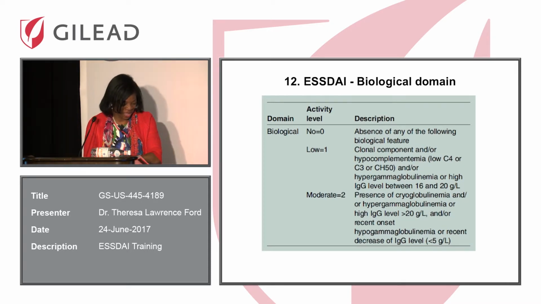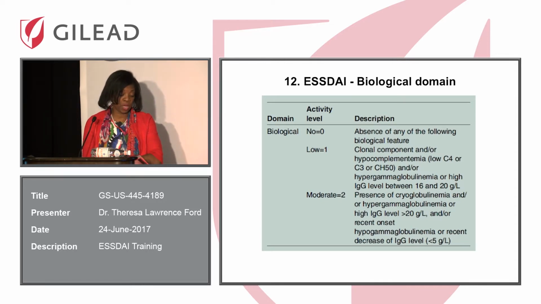So biologic domain, 0, 1, and 2. So the absence of any biologic features is a 0. A low would be any clonal component and/or low complement, C4, C3, or CH50, and/or hypergammaglobulinemia or high IgG levels between 16 and 20 grams per liter.